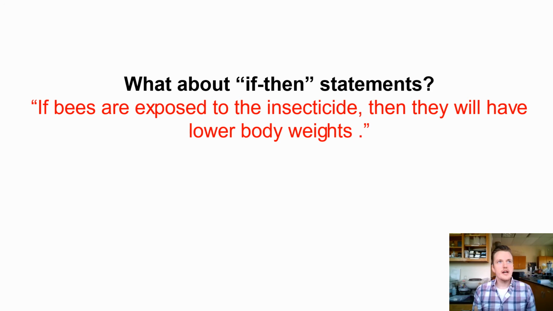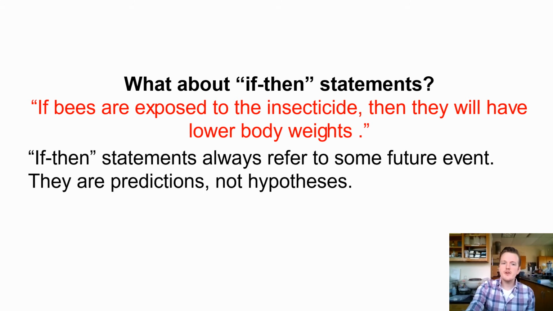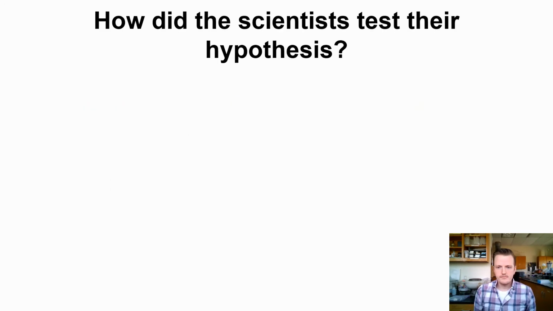So students sometimes have been taught that if-then statements are good hypotheses. So if bees are exposed to the insecticide, then they will have lower body weights. And so we're thinking about body weights because that's a good indication of health in a lot of organisms. But if-then statements are really closer to a prediction. You're thinking about the future events, so you're predicting what's going to happen next. And so we're going to try and distinguish between future predictions and hypotheses. So just keep in mind that if you're thinking about the future and what's going to happen if you do something, then that's a prediction rather than a hypothesis.